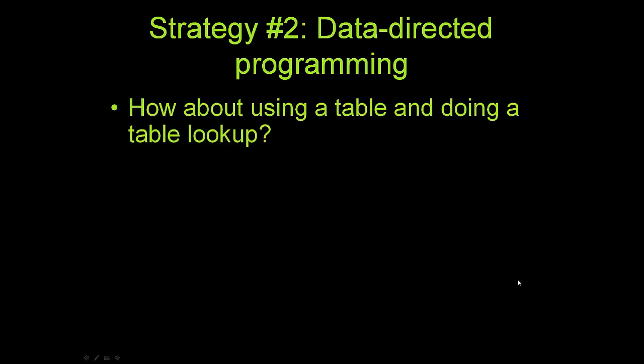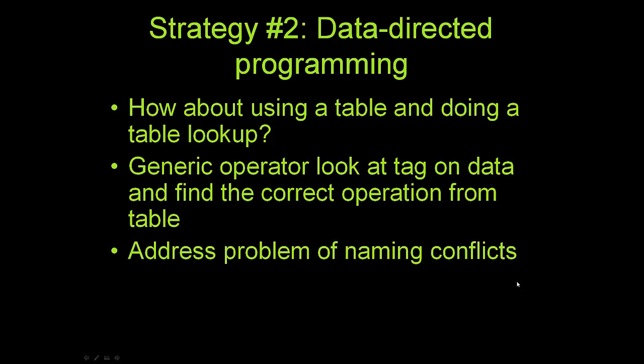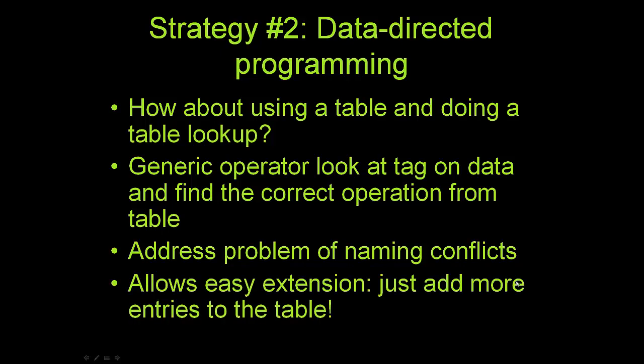Alright, so the idea is to use what we call a table lookup. Essentially we have a table and we figure out how to match the function to the data type by looking at the table. When you have a generic operator, the operator will look at the tag on the data, and then the correct operation required for the data is found from this table. This method also addresses the problem of naming conflicts, and it allows us to add new types easily. What you do is just add more entries to the table.